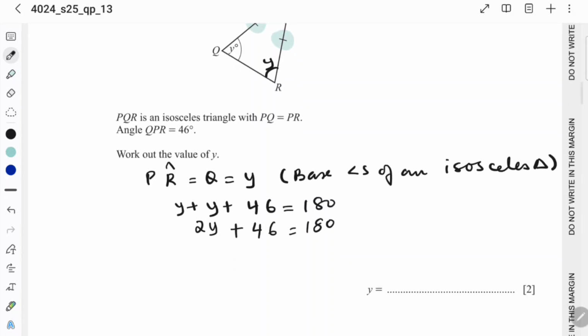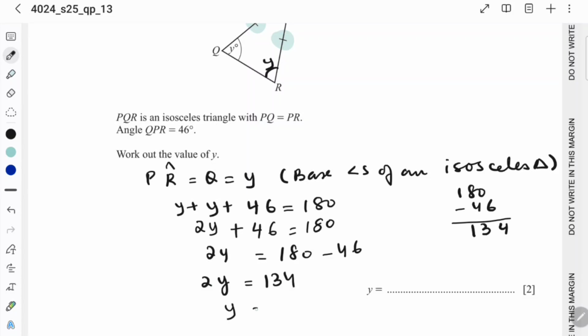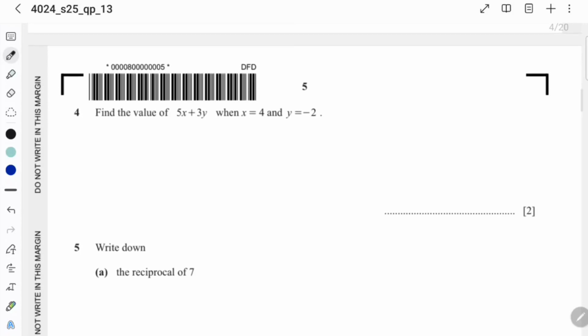And now we subtract from 180 this 46, so 180 minus 46 is 134. So 2y is equal to 134, and y is equal to 134 divided by 2. 2 times 6 is 12, and 2 times 7 is 14, so 67 is the answer. 67 degrees is the value of angle R. Okay, now angle R and angle Q, which is y. Okay, come to the next question.